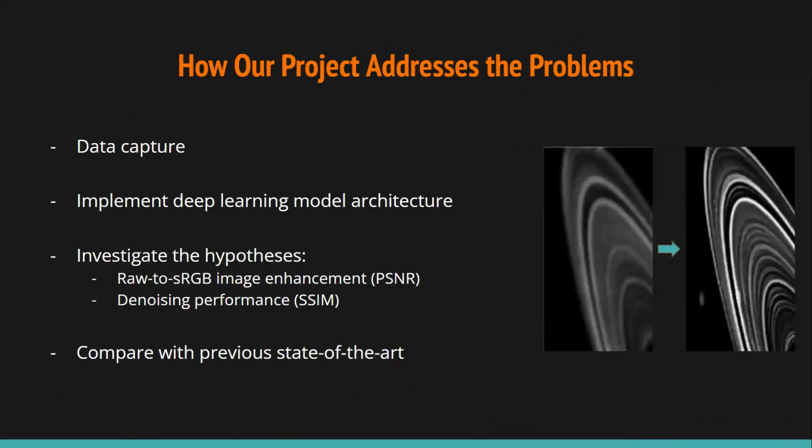So how does our project address these issues? For starters, we are using our own smaller data set. We implement our own unique deep learning model architecture, and we investigate the hypothesis of raw to sRGB image enhancement and denoising performance using various metrics such as PSNR and SSIM to measure their effectiveness. And lastly, we're comparing with the previous state of the art.